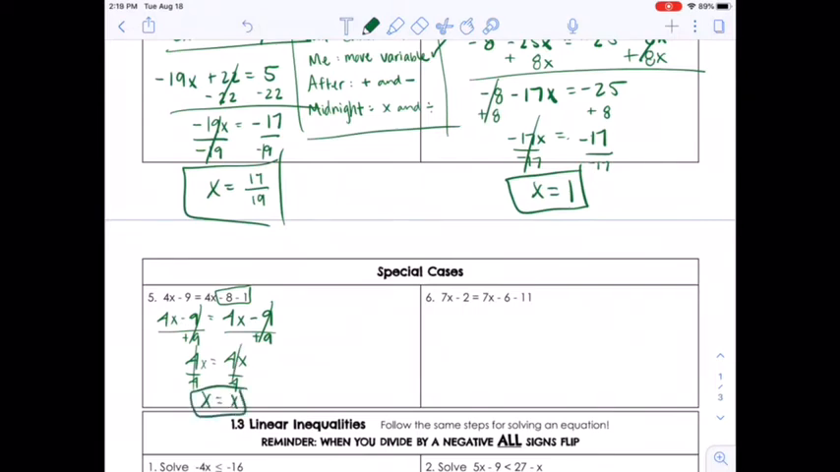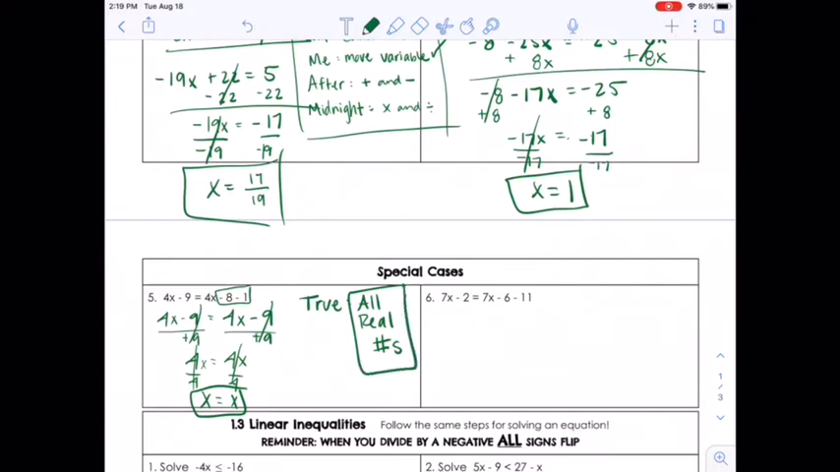So guys, remember, if you get down to the end and it's a true statement, so if it's x equals x or 1 equals 1 or 2 equals 2, anything like that, if it's true, that means it's going to be all real numbers. Okay, so this solution is going to be all real numbers.